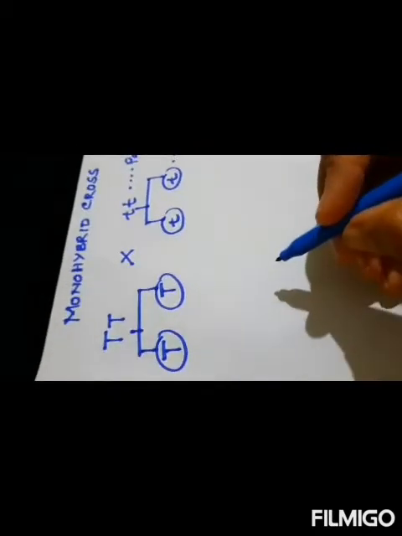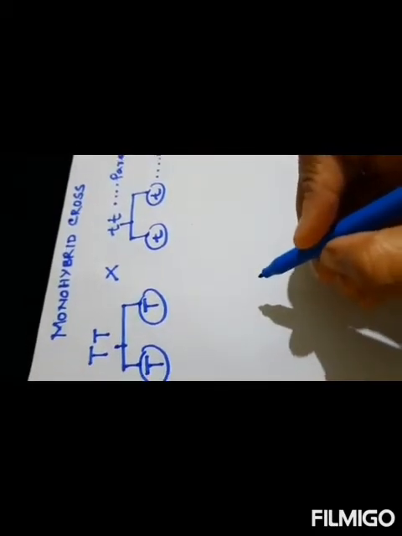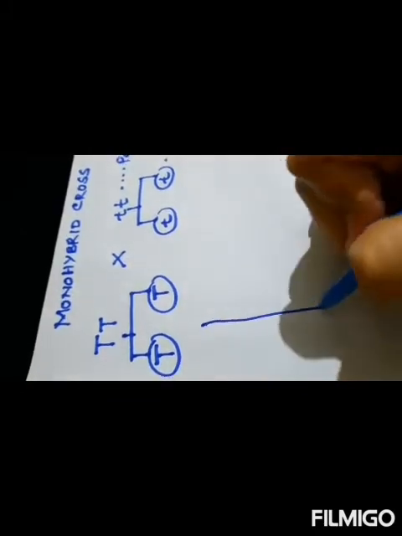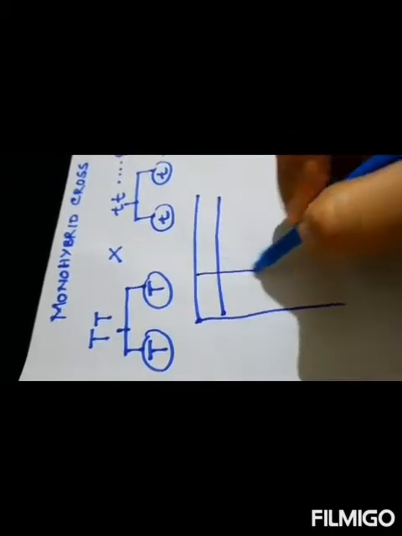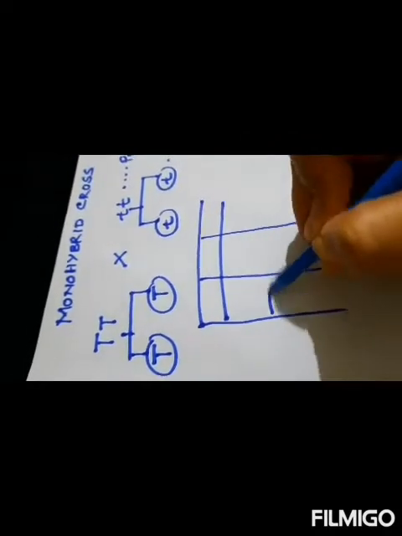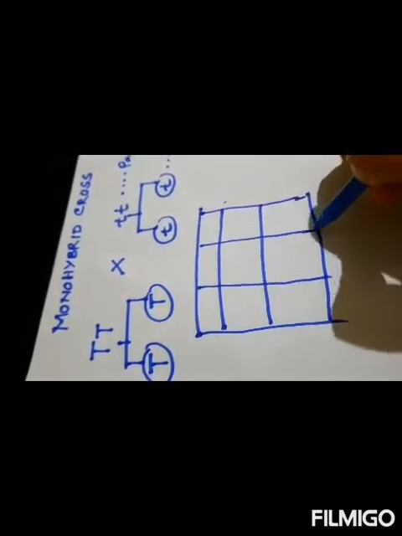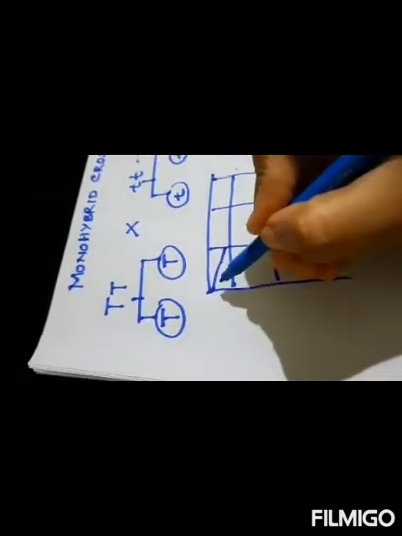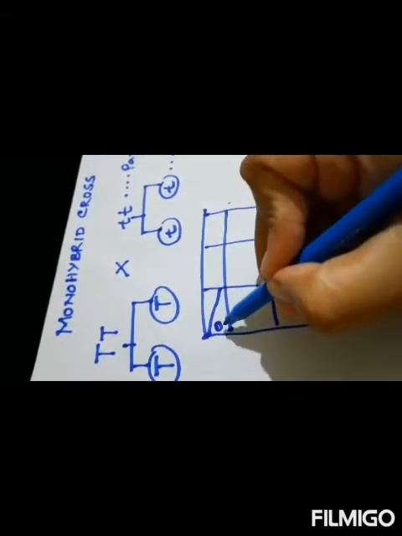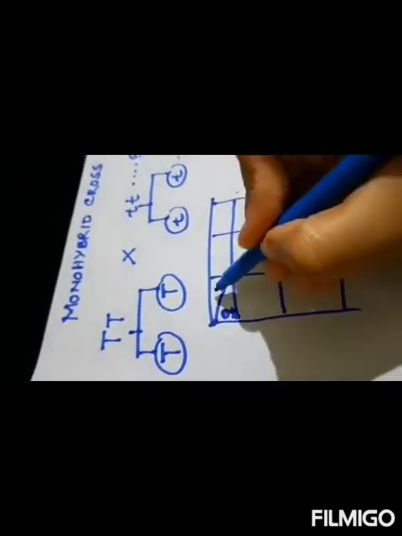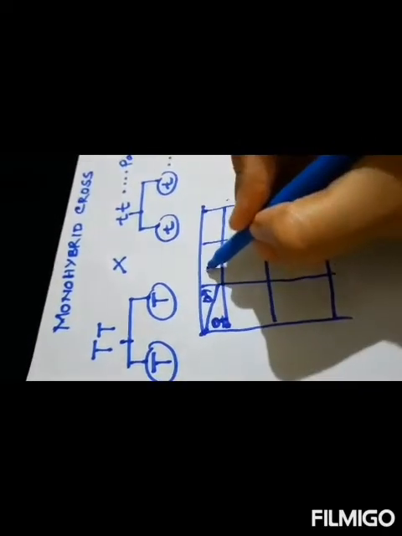and these gametes can meet with each other in each and every possible way. So to show each and every possible way, we are making the Punnett square or checkerboard. Okay. So in the Punnett square, here we will write down the female gametes, here male gametes.